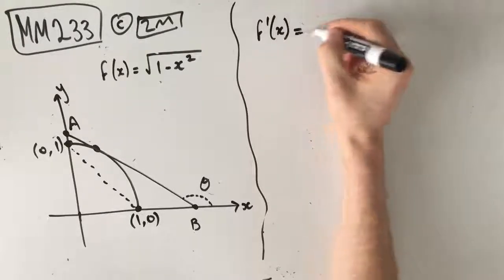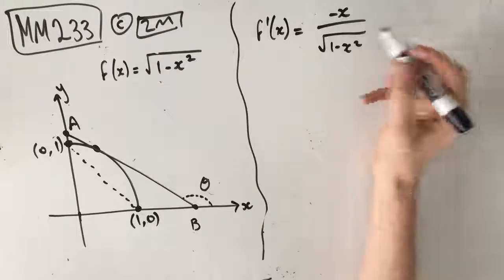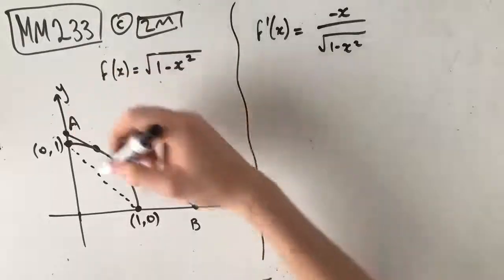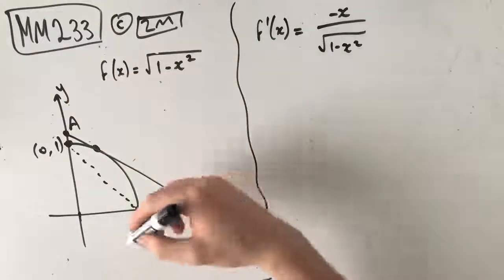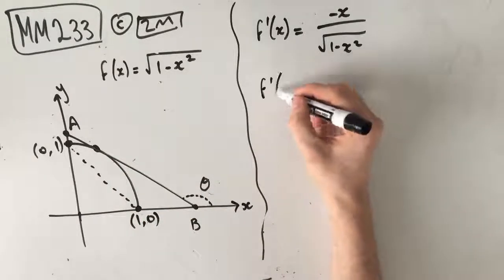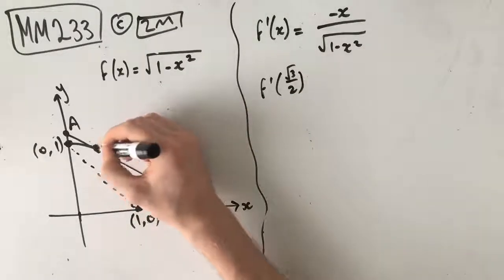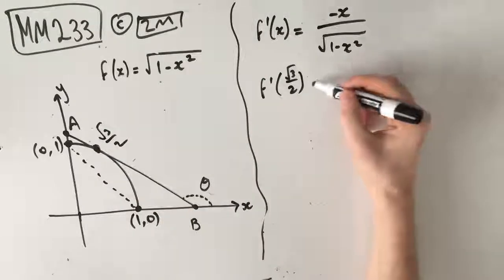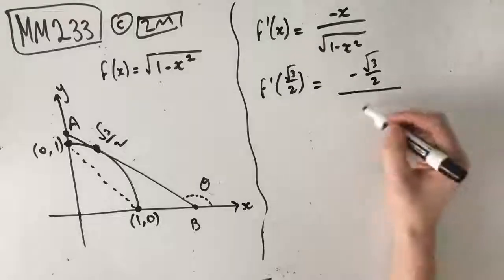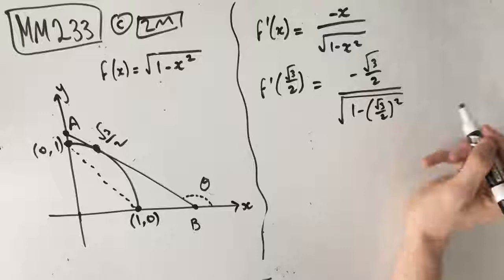So we know that f dash of x from our previous question is negative x over root 1 take x squared. We're trying to find the gradient of this line. And the question tells us that this line is a tangent to f of x at x equals root 3 on 2. Which means our gradient is going to be f dash of root 3 on 2. Right? Because that's our x value at this point here. So root 3 on 2. So we get negative root 3 on 2, which is our x value there, over square root of 1 minus root 3 on 2 squared.